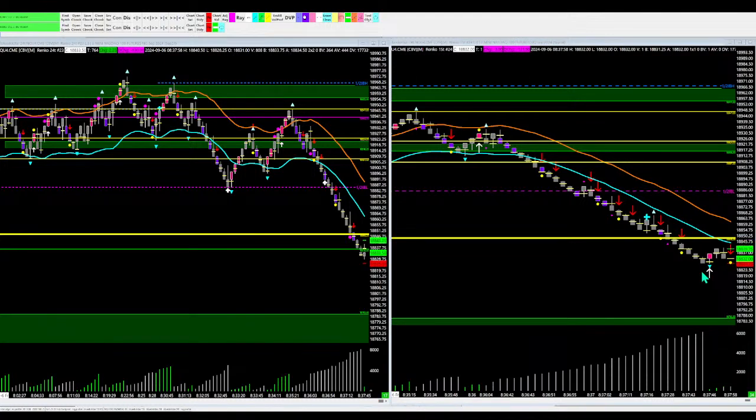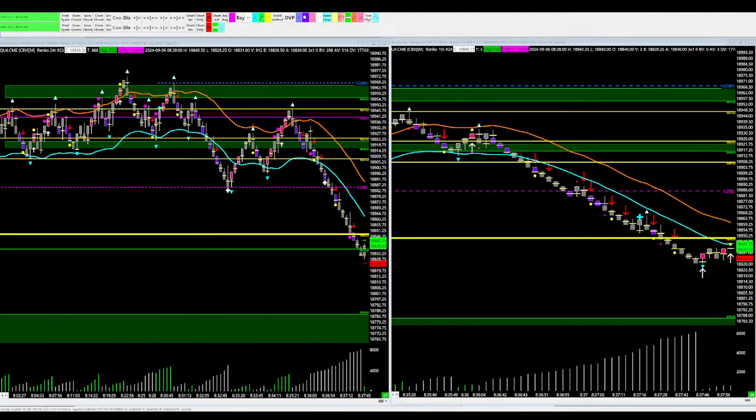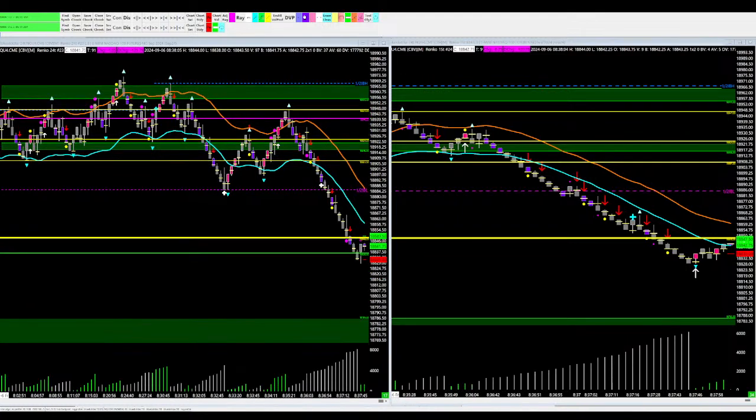Okay, I'm in a low volume node here, right? I can see that from looking at my chart. I'm in a low volume node. Am I in the lowest volume node? No, but I'm in a low volume node, right? So I can watch and see how it behaves in this area.